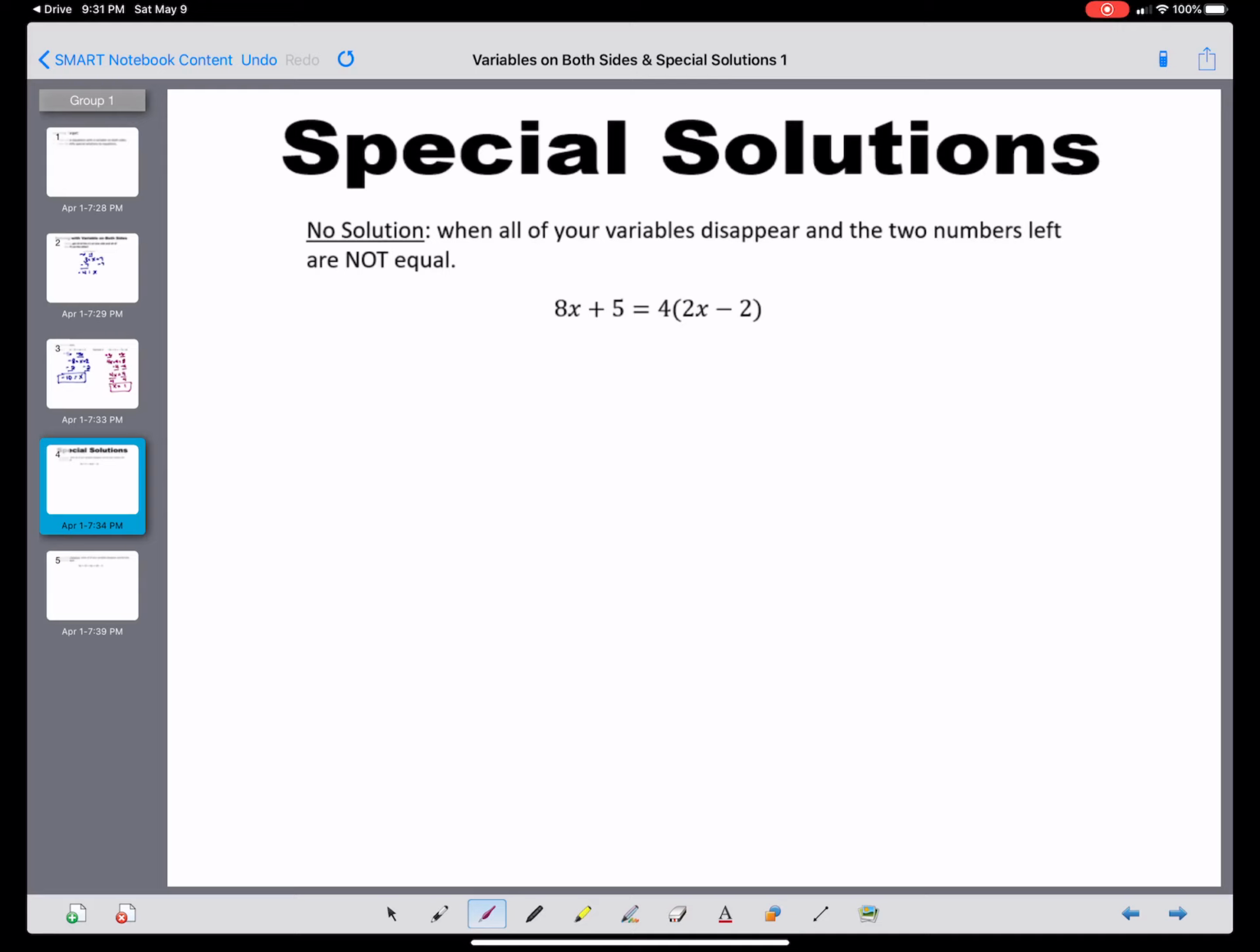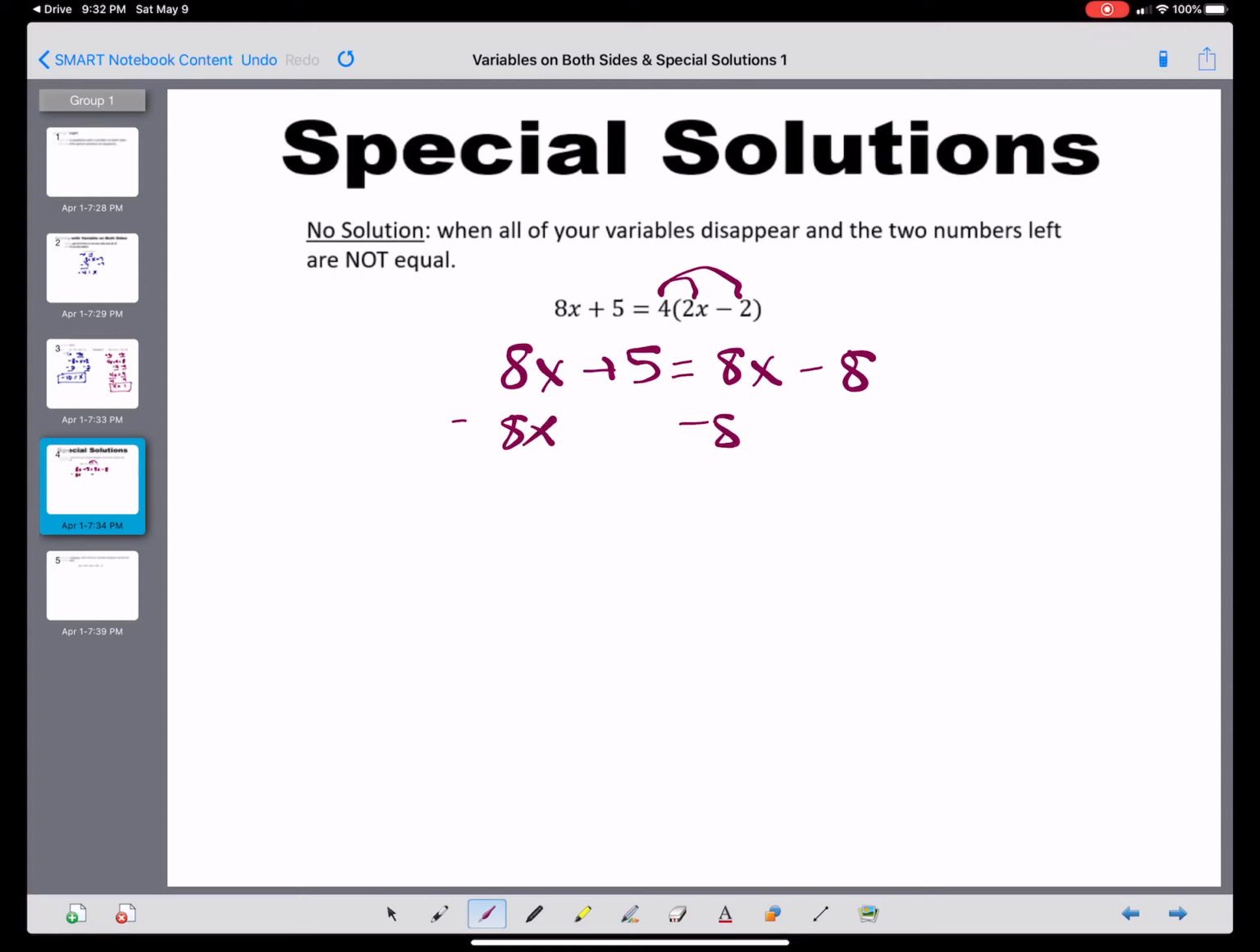The first thing that I need to do is distribute. So if I distribute, I'm going to multiply 4 into everything that's in the parentheses. I'm going to rewrite this as 8x plus 5 is equal to, well, 4 times 2 is 8x. 4 times negative 2 is negative 8. Okay, so let's look at our variables. We need to move the smallest one, and in this case, they're both the same. So let's just say I'm going to subtract 8x. I want to get rid of this one.